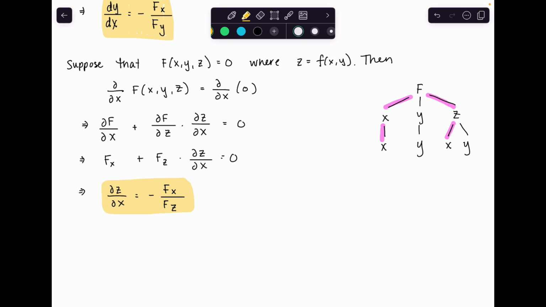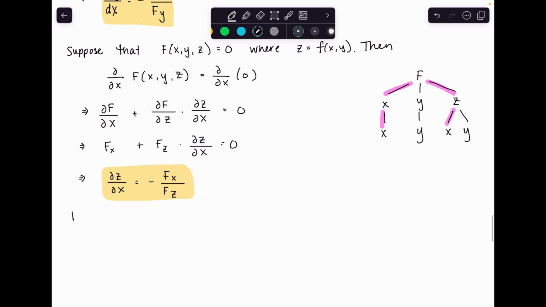Okay. And then realistically, instead back here, I could have taken the partial with respect to y. The only difference that would happen is these would be y's, and so these two things would be y's. So in the same manner, if I want the partial of z with respect to y, it would be negative f sub y over f sub z. Okay.